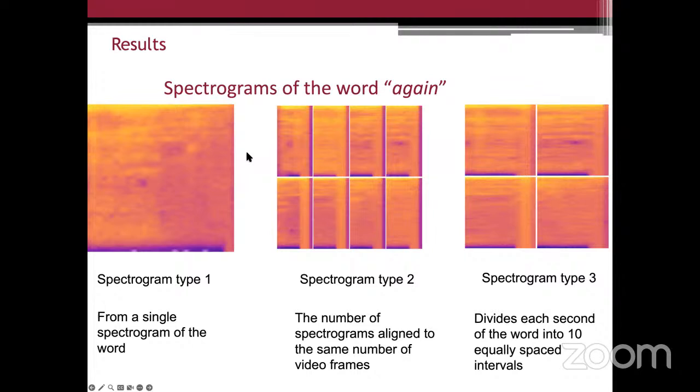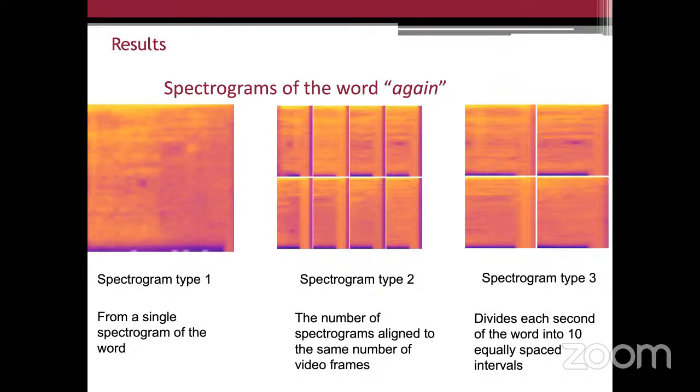From the audio, we propose 3 possibilities. One possibility is taking the full word in a single spectrogram. We apply a time frequency transformation in order to get an image of the word. In spectrogram type 2, the number of spectrograms is aligned to the same number of video frames. It means if we have 30 frames, we have 30 spectrograms. So we have more information. Of course, there is overlapping between spectrograms.